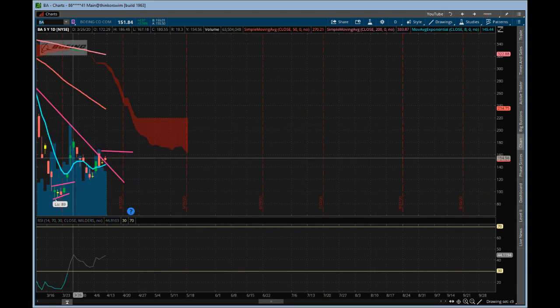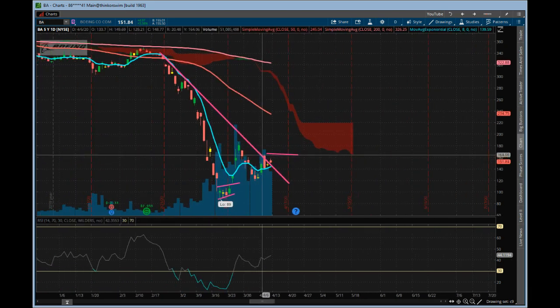Tricky here, right? If it wants to get strong, it's got to close over this pivot level. Then we might be able to see it work its way up. Otherwise, it may come back and get back below that trend line on the downside.